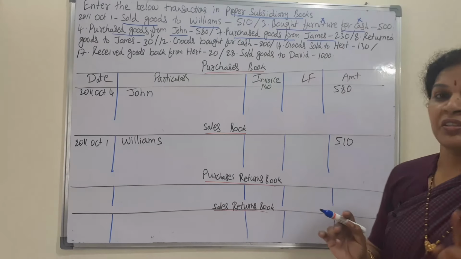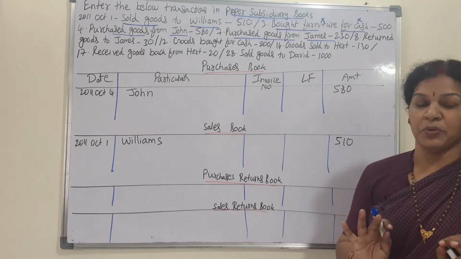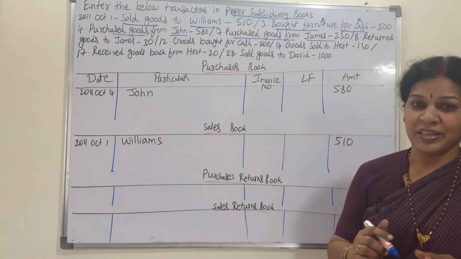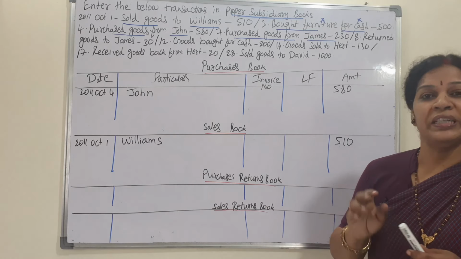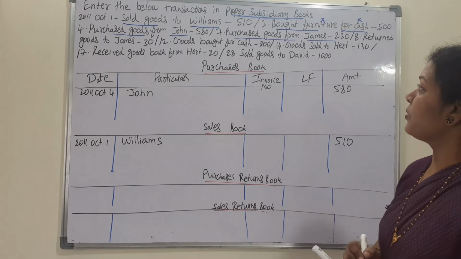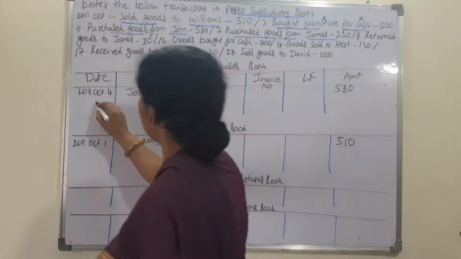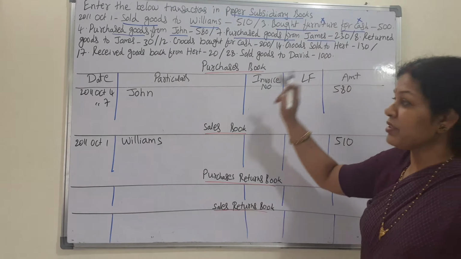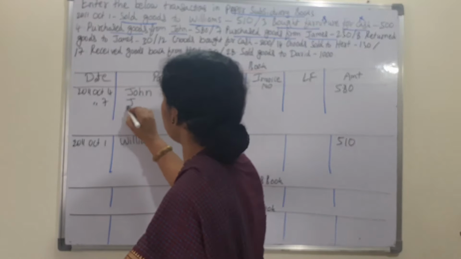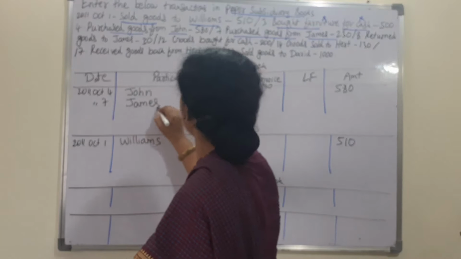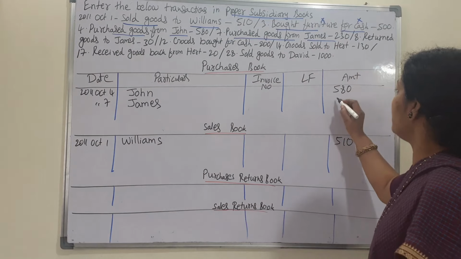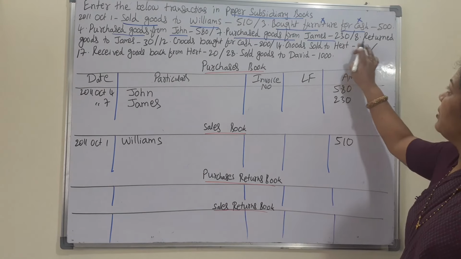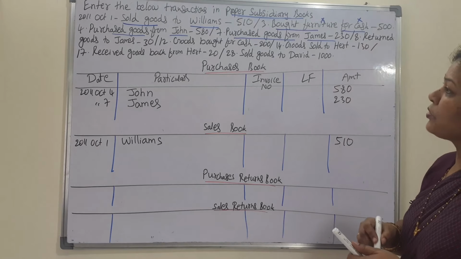Next, purchased goods from James. This is also related to the purchase book. Purchased goods from James. Cash is not mentioned and asset is also not mentioned. Simply goods, so it comes under the purchase book. So we'll write it in the purchase book. This is on the 7th. So I'll write here James, 230.